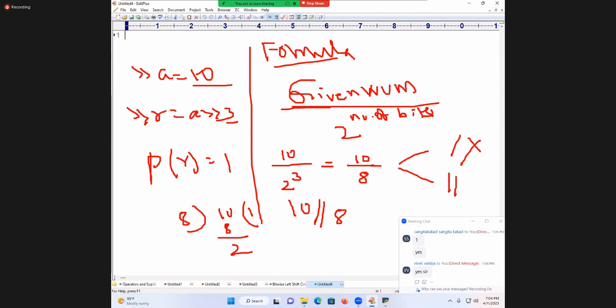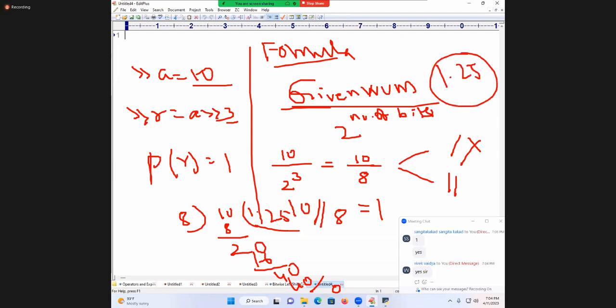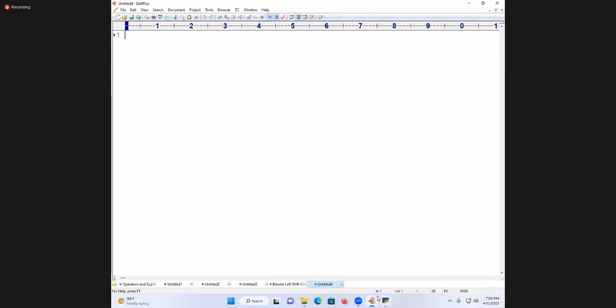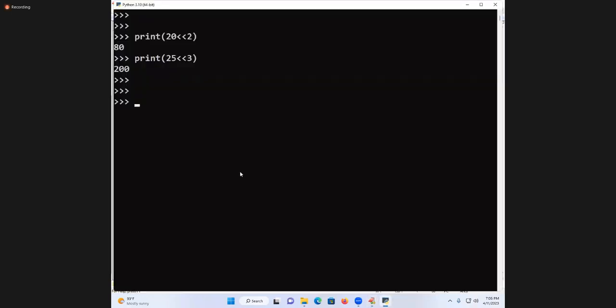What is the answer now? 1. Normally I am doing 8 ones are 8, 8 twos are 16, 8 fives are 40. The remainder is 0. But double slash will give you 1 only. If you apply single slash, it will give you 1.25. But 1.25 is not the answer. What is the answer now? 1.